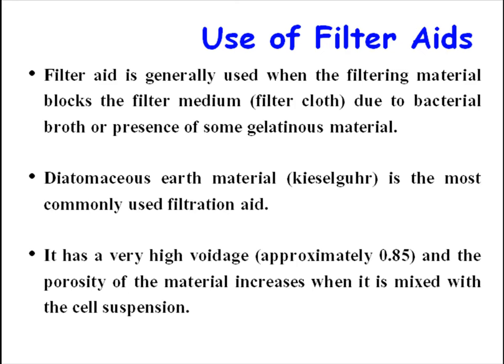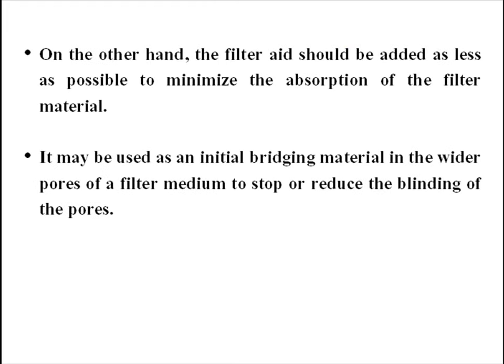Diatomaceous earth is the most commonly used filtration aid. It has a very high voidage, approximately 0.85, and the porosity of the material increases when it is mixed with the cell suspension. On the other hand, the filter aid should be added as little as possible to minimize the absorption of the filtered material. It may be used as an initial bridging material in the wider pores of a filter medium to stop or reduce the blocking of the pores.